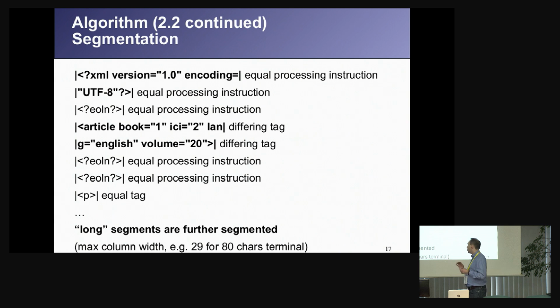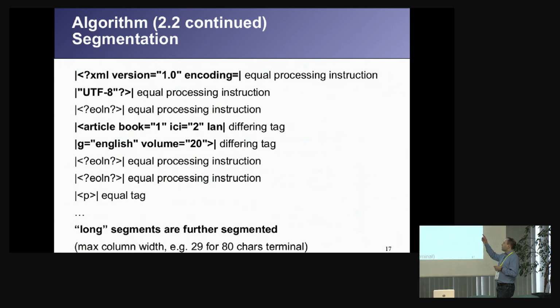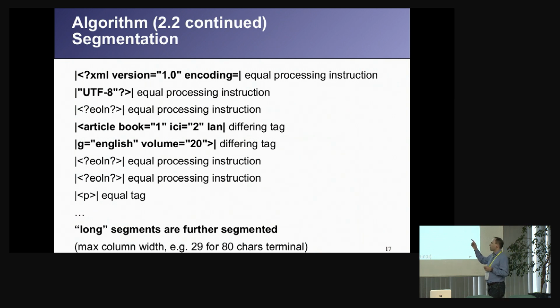An example here where you see the typed segments. The XML prolog, which has been split into 2 segments because it is too long. One end of line, the opening tag of the root element of the document, which is differing from the other document in this example, and so on.